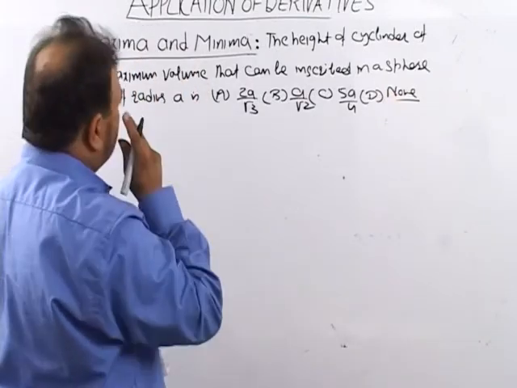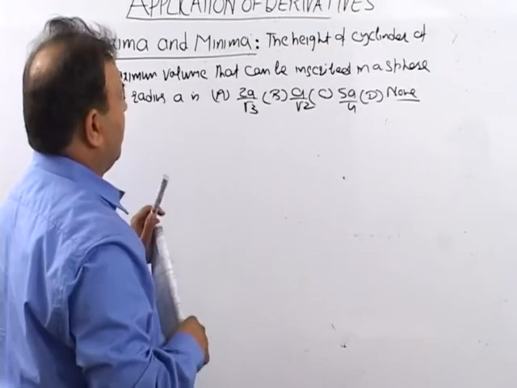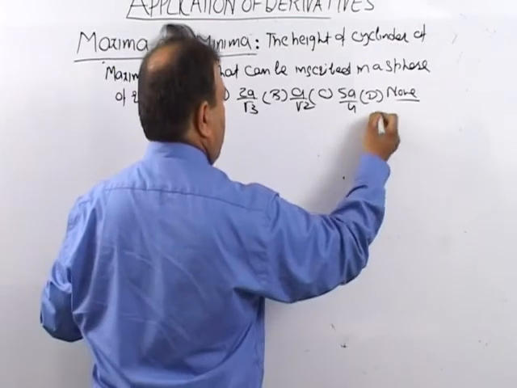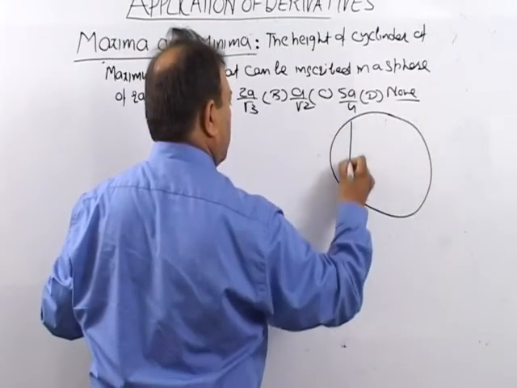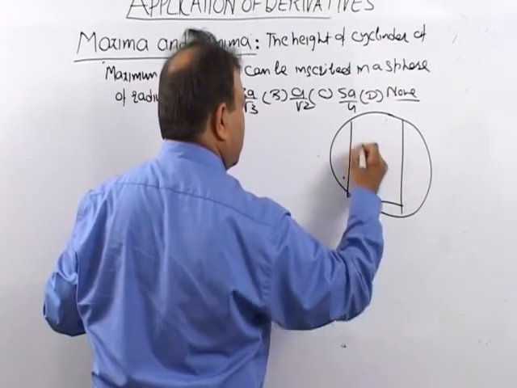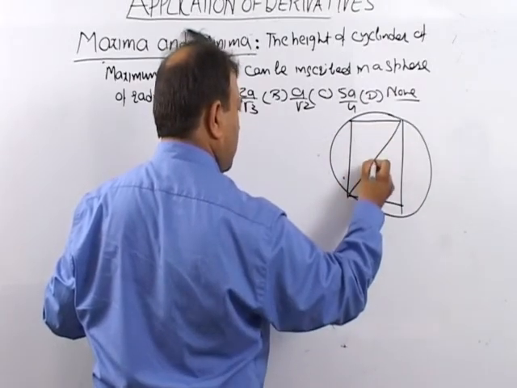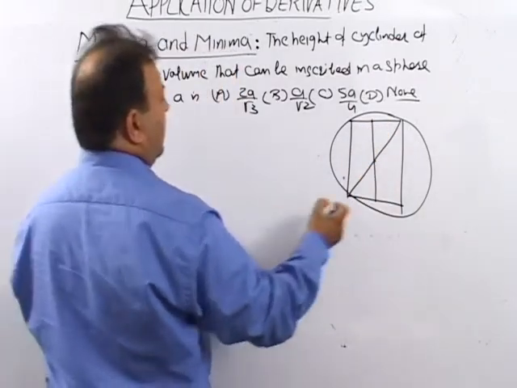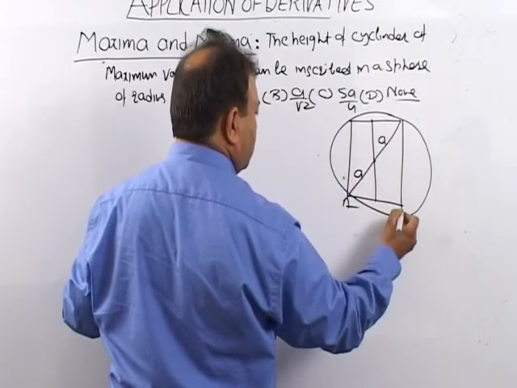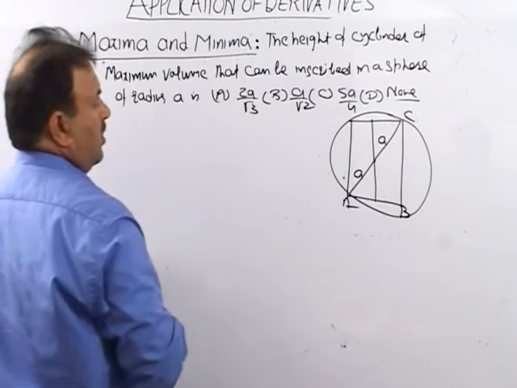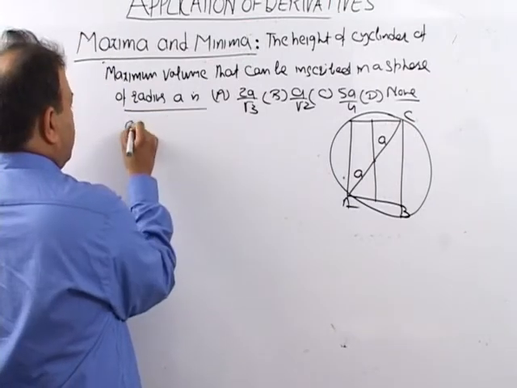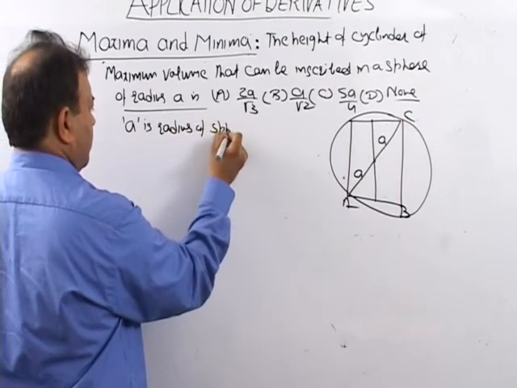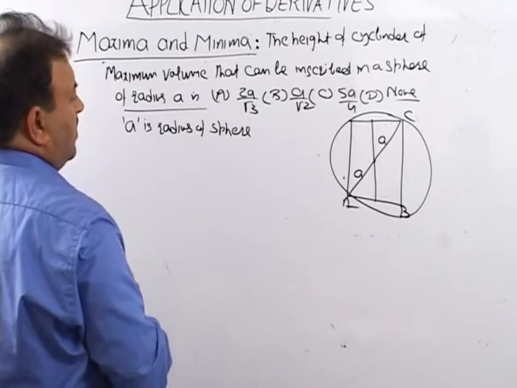The height of a cylinder of maximum volume that can be inscribed in a sphere of radius A. So we take one cylinder inscribed in a sphere. This is the height, and the radius of the sphere is A. This is A. A is the radius of the sphere.